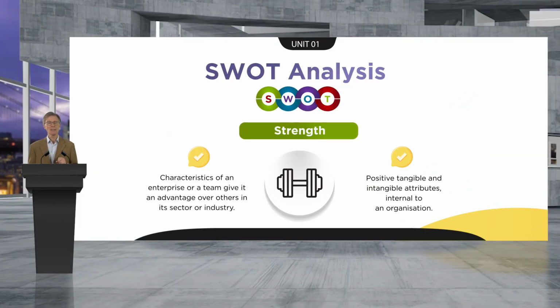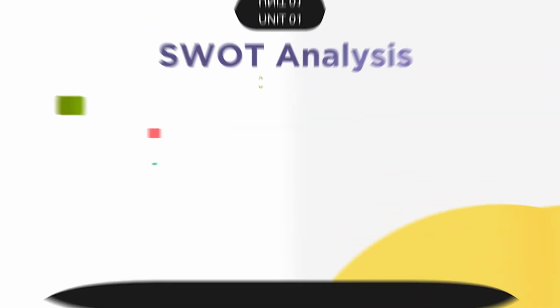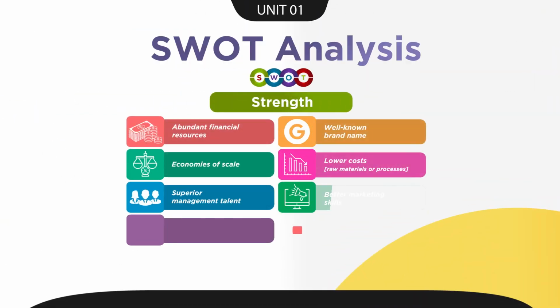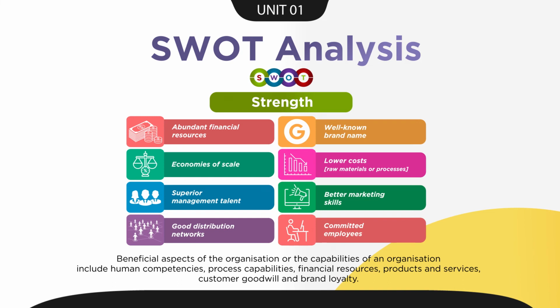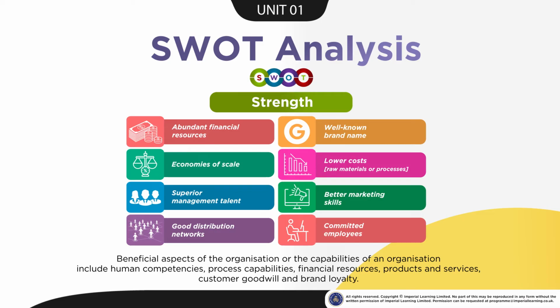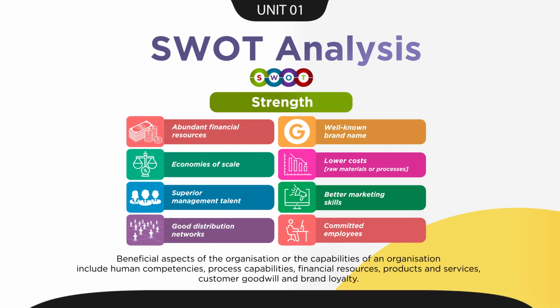Strengths are characteristics of an enterprise or a team that give it an advantage over others in its sector or industry. They're positive, tangible and intangible attributes internal to the organization. Examples include abundant financial resources, well-known brand name, economies of scale, lower costs such as raw materials or processes, superior management talent, better marketing skills, good distribution networks, and committed employees.